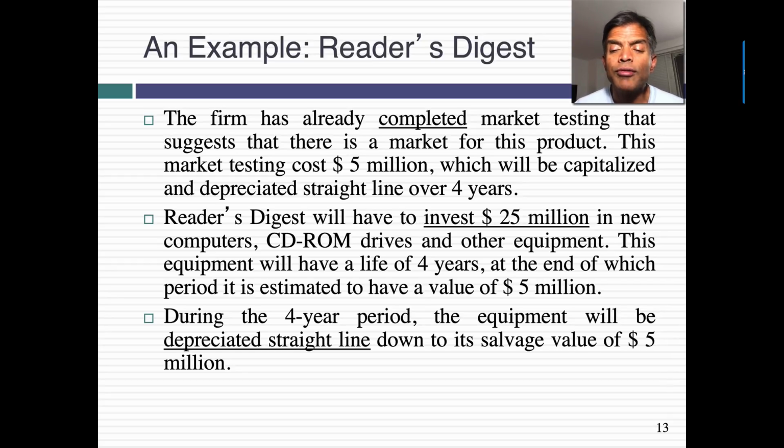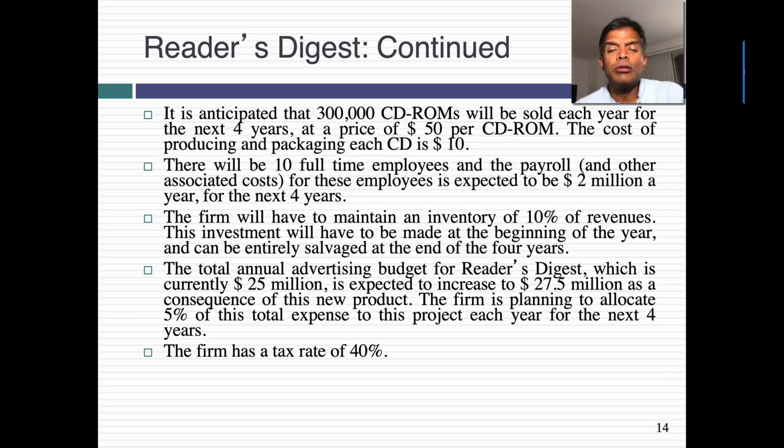Reader's Digest will have to invest $25 million in new computers, CD-ROM drives, there you go again, throwback in time, and other equipment. The equipment will have a life of 4 years, at the end of which the salvage value is $5 million. During the 4-year period, you're going to use straight line depreciation, which makes your life simpler. In terms of additional information, it's estimated that 300,000 CD-ROMs will be sold each year for the next 4 years at a price of $50 per CD-ROM.